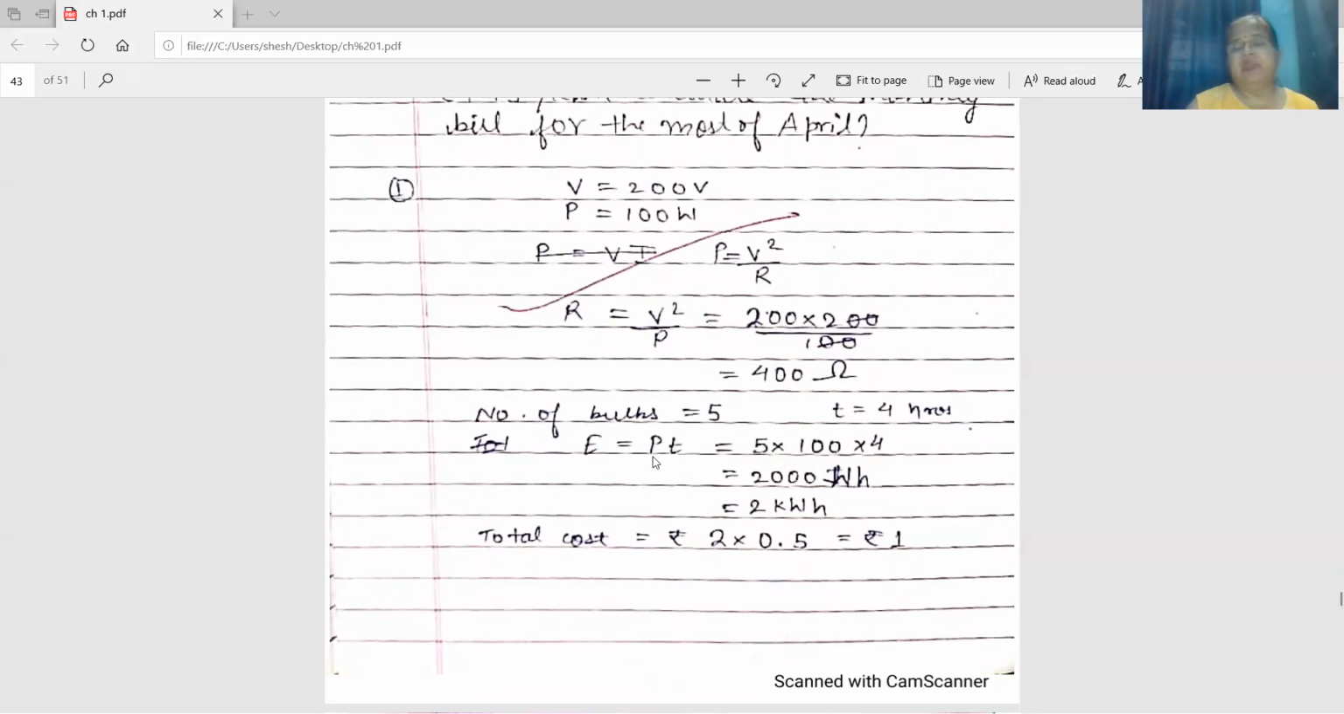The SI unit of power is watt, and here time is taken in hours, so in watt hour you are getting 2000. When you change it to kilowatt hour, divided by 1000, you get 2 kilowatt hour. So the amount of electricity consumed is 2 units. Cost of 1 unit is 50 paise, which means 0.5 rupee. Multiply it with 2 units, and you will get the total cost as 1 rupee.